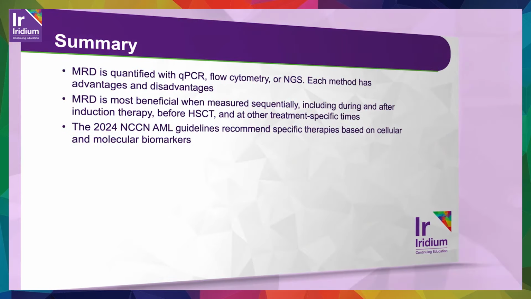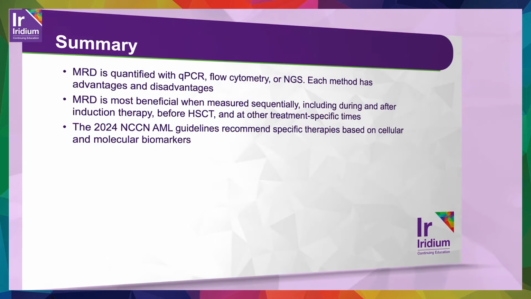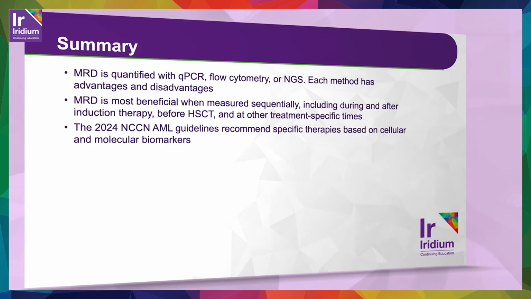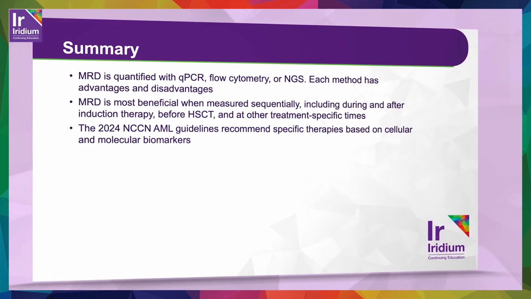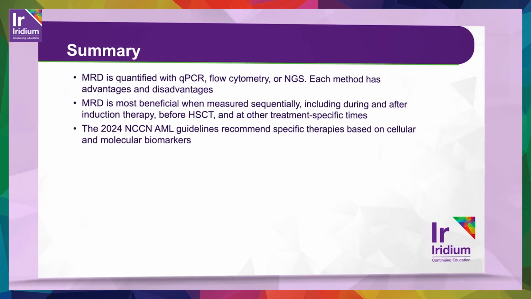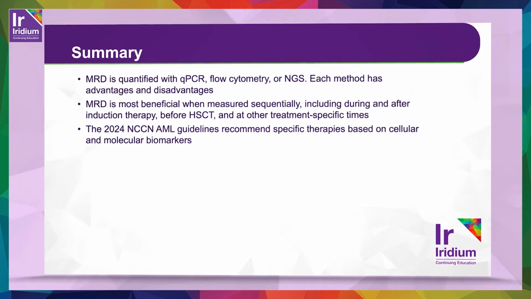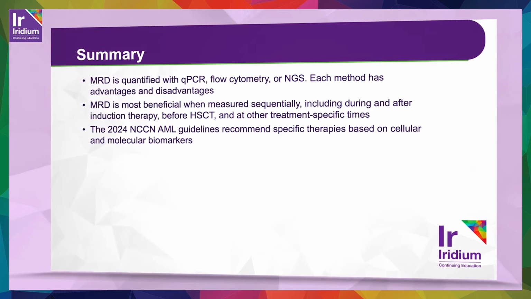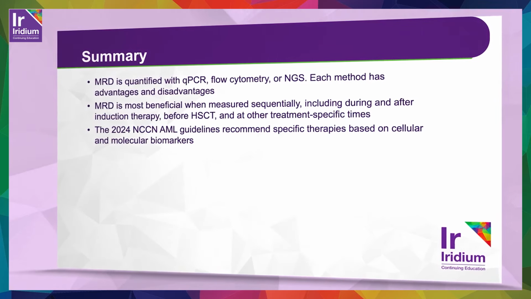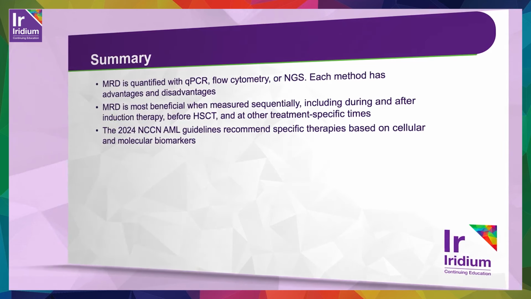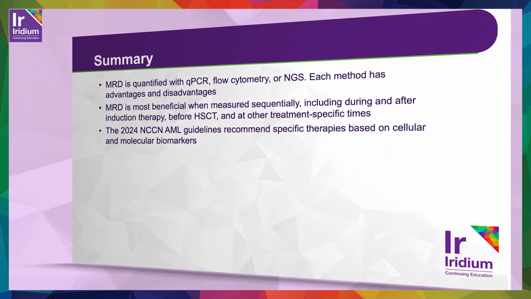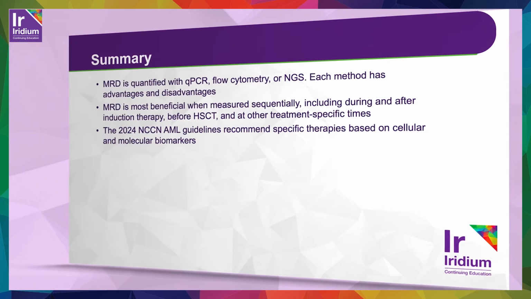So in summary, we can test for MRD with qPCR, with flow cytometry, with NGS. Each method has advantages and disadvantages, and in the future, I suspect we'll be using many of them at the same time. It's most beneficial when it's measured sequentially. So it's not just a one-time MRD, yes or no; you're monitoring your patient over time, during and after induction therapy, before transplant, and at other treatment-specific times. Remember that the 2024 NCCN AML guidelines recommend specific therapies based on cellular, molecular, and cytogenetic biomarkers.